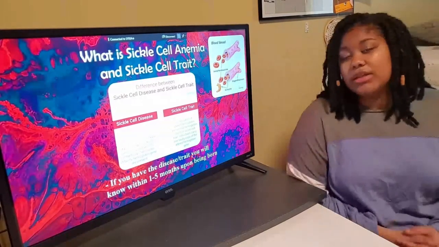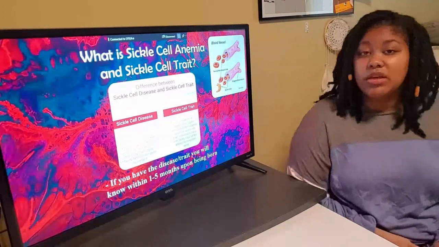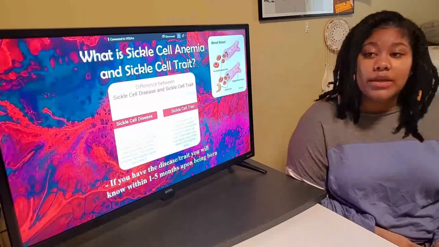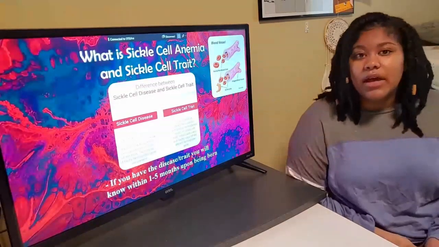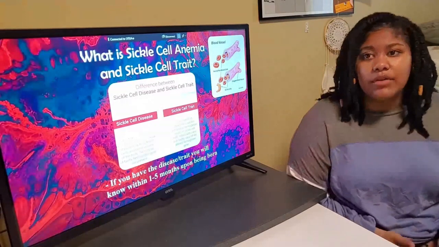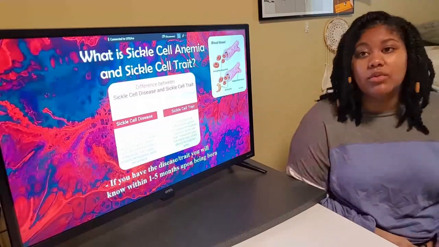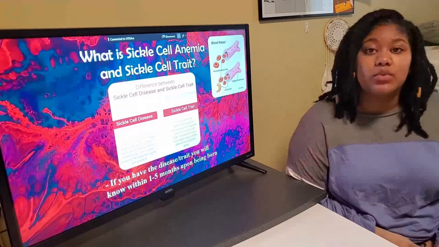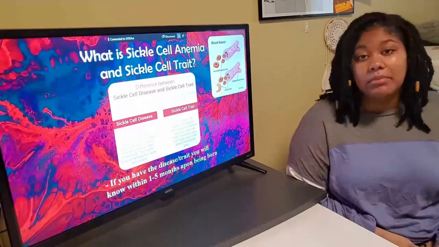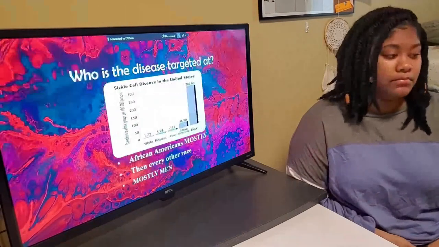Another thing I would like to add is that if you have the disease or trait, you will know within 1 to 5 months of being born. So if you have the sickle cell disease, you're going to know because it's going to attack your body and it comes with many problems and many symptoms.